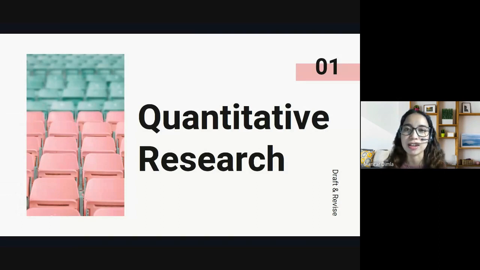For today, we will discuss the nature of quantitative research. But for the meantime, let's have this question first. When we are dealing with research, which comes first? Is it the question or the answer? Parang usapang ano ang mas nauna, itlog o ang manok? So in our case, which comes first? Is it the question or the answer?